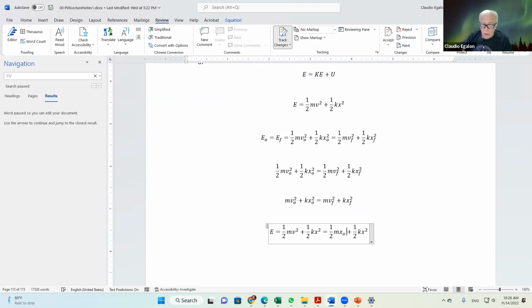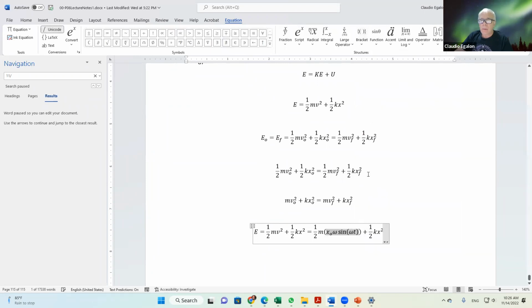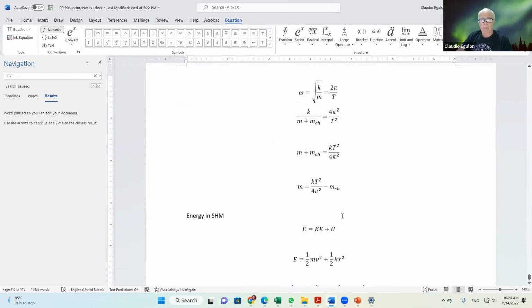It's going to be x naught times omega, right? Sine omega t. And here, let's not forget that this thing is between parentheses. And don't forget also that we have a negative sign here, right? Remember that?